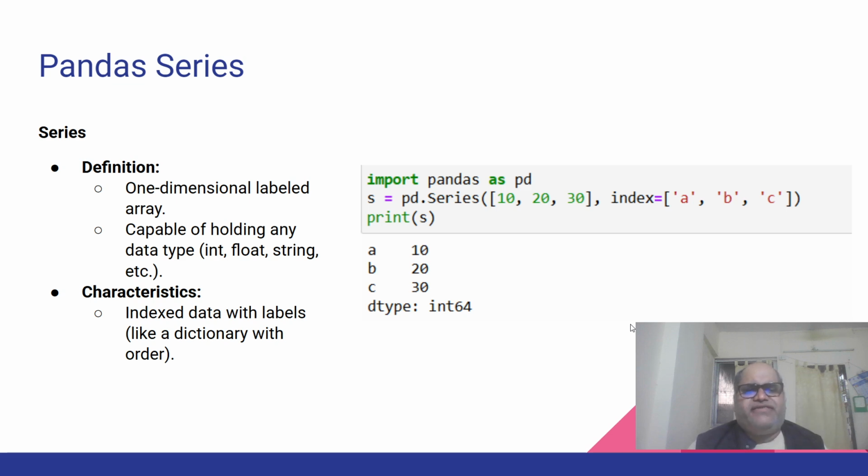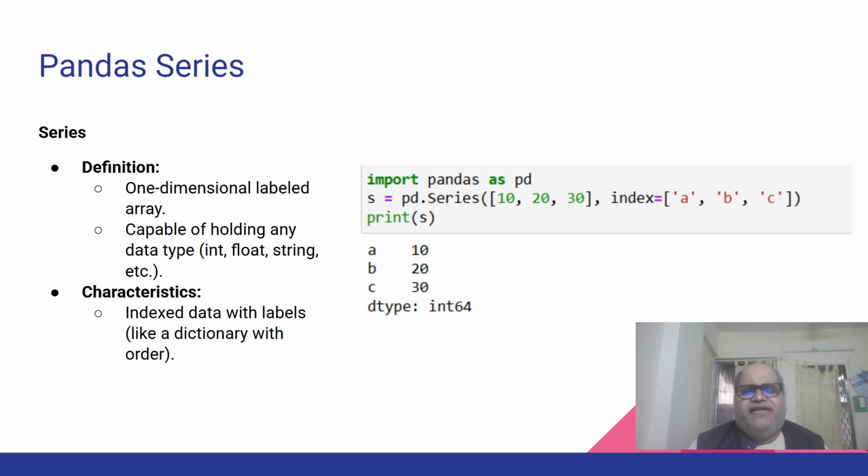Let us look at Pandas series. It is a one-dimensional labeled array and it can hold data of any data type, be it integer, float, string, anything. An important characteristic of Pandas series is it can be indexed with labels, like what you see in the case of a dictionary.